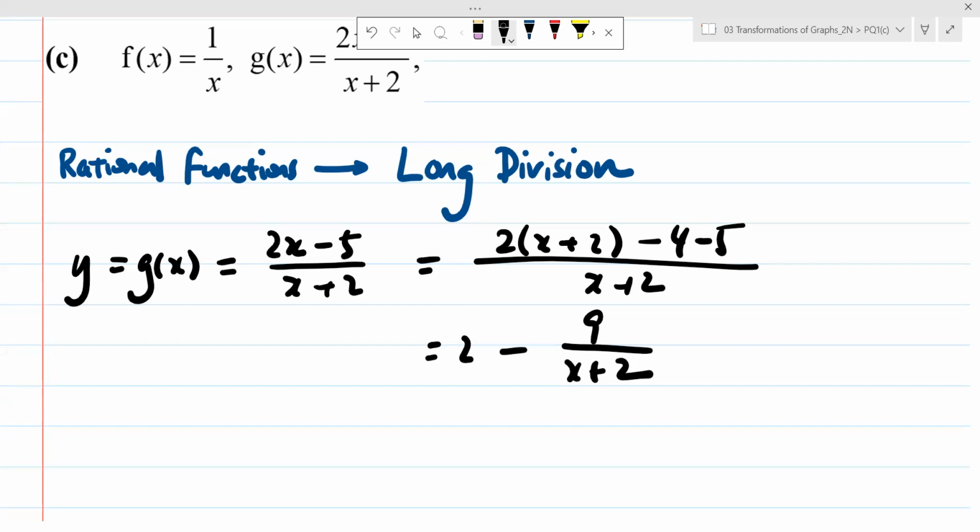To answer this question, ask yourself another question. Vertical or horizontal reflection? This is the easier question to answer, right? Vertical or horizontal reflection? Like that or like that? The negative is on the whole function, right? So you're doing vertical. So vertical is reflect about the x-axis or y-axis?